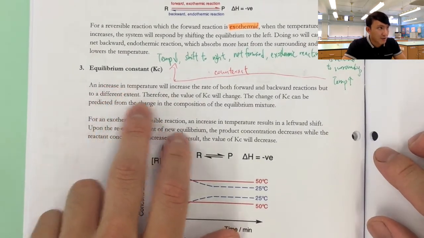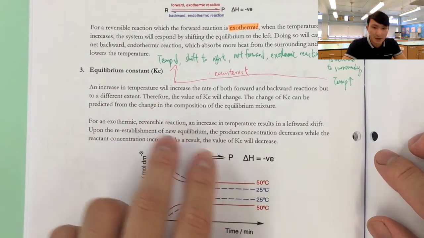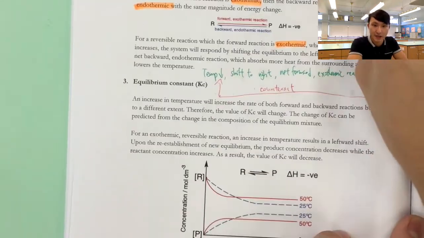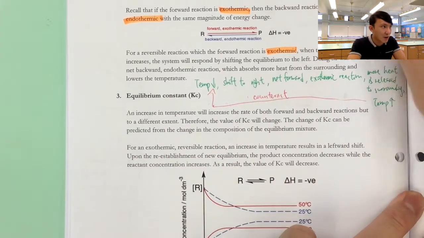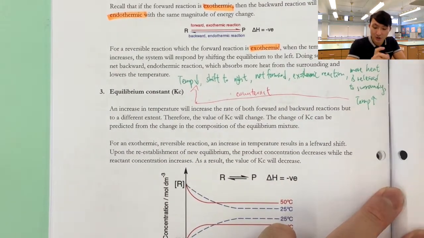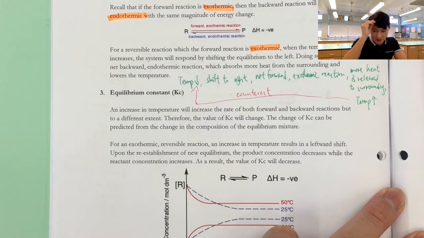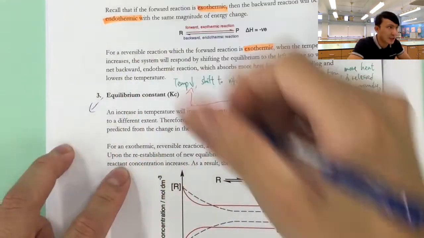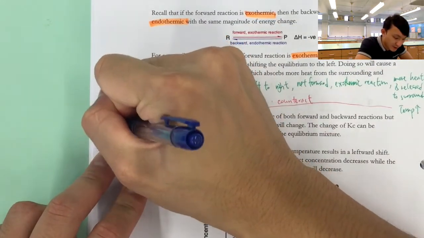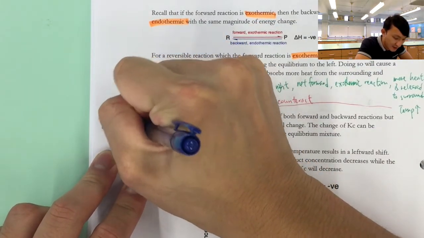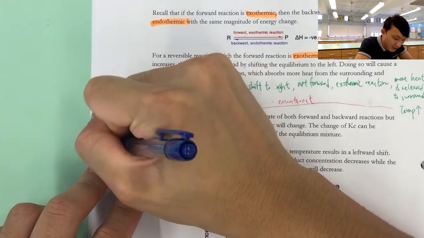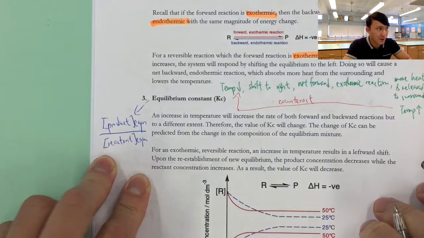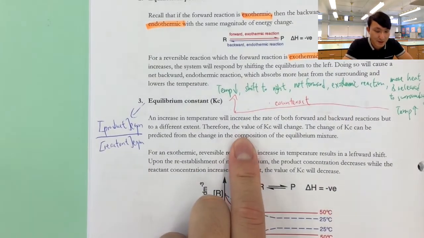for equilibrium constant, Kc, this time Kc does change because temperature changes, right? Now, how can you predict the Kc changes? We will predict it using the Kc expression. Kc expression, again, is basically the product concentration at equilibrium over reactant concentration at equilibrium. Okay? So, think about it.